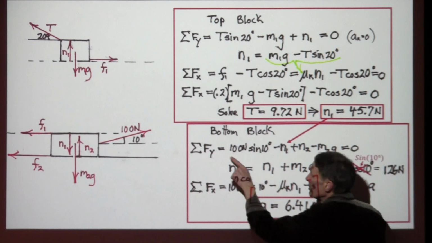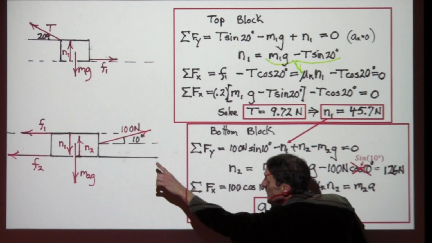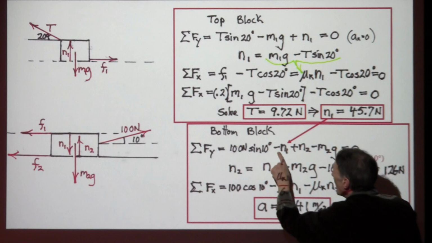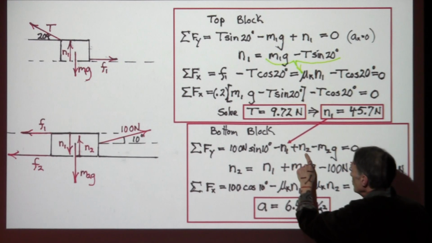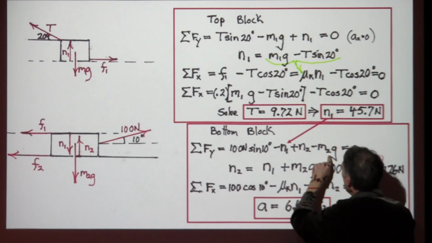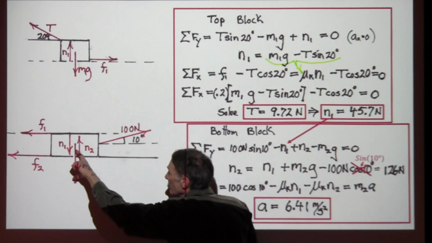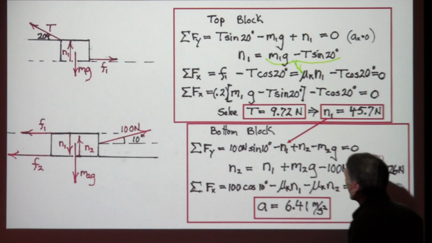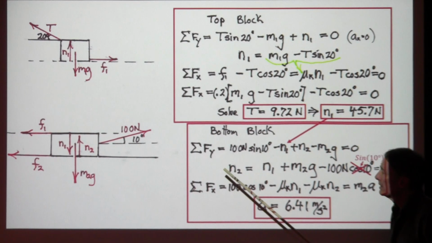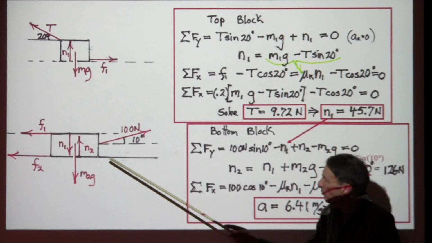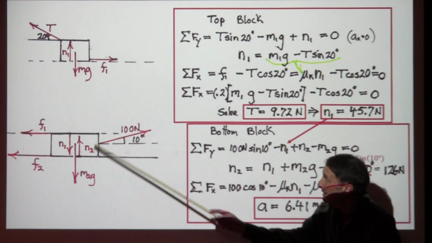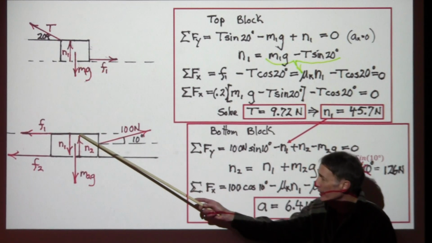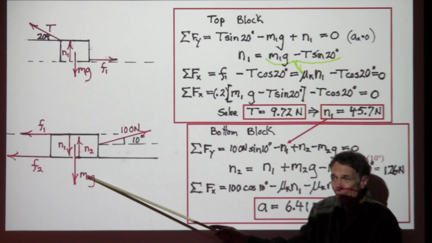So we look at all of those: the 100 Newton times the sine of 10 degrees. We've got a negative N1, a plus N2, and then a minus M2G, the weight of this one. Now, a common mistake here: when we talk about the weight M2G, this block is sitting on top of it. Should we include his weight? No.